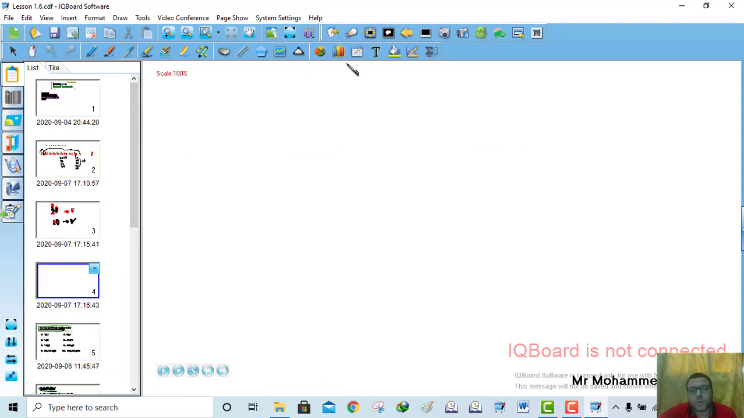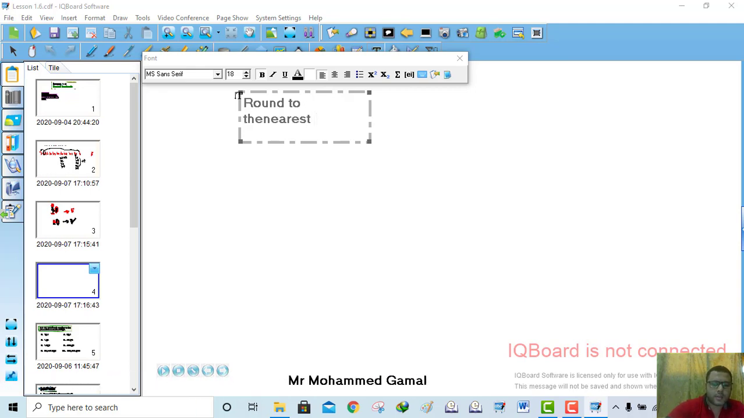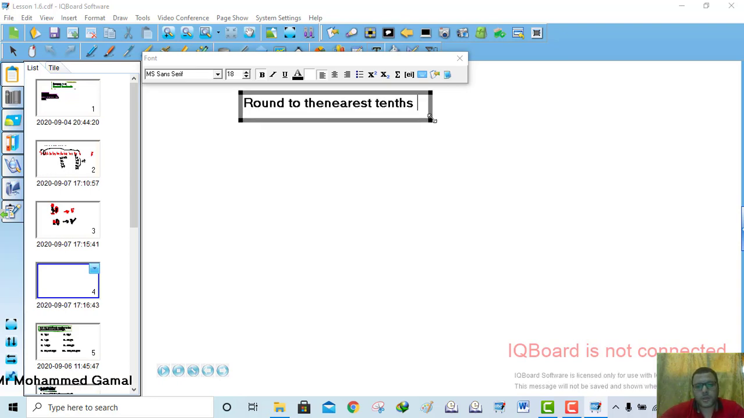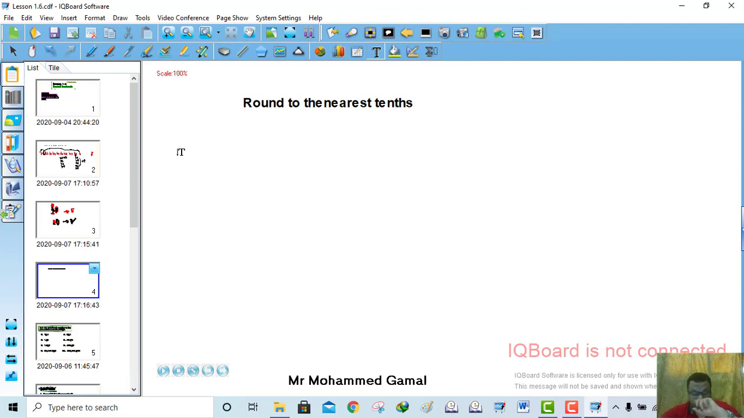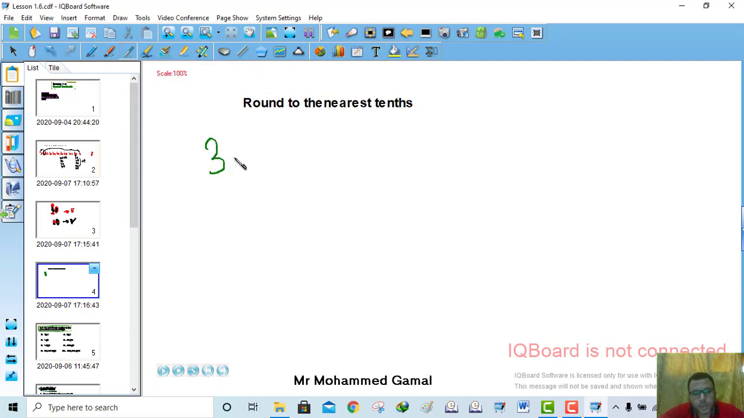To do rounding to the nearest tens, okay? Round to the nearest tens place. Yes. Nearest tens, he will underline for you the tens place. Like what? Let's write here 3 decimal point 78, and he's going to underline the tens place. Here is the tens place.